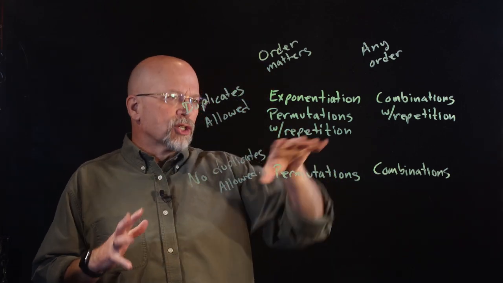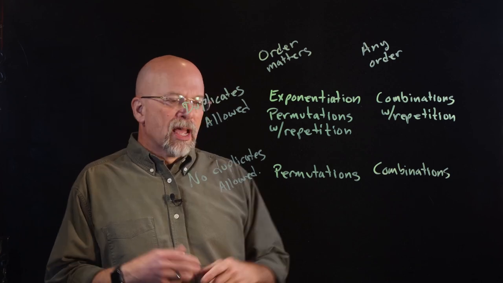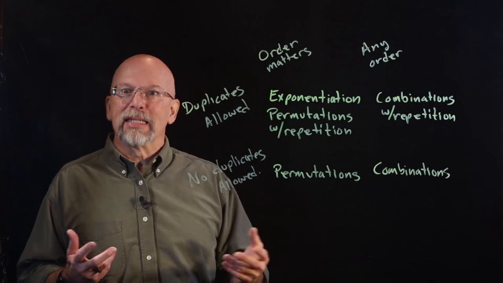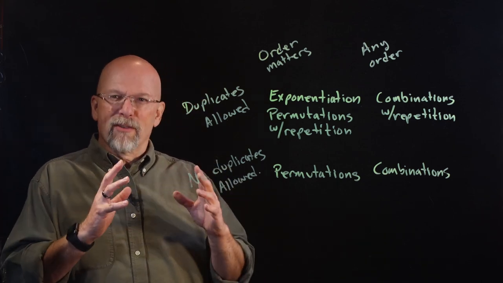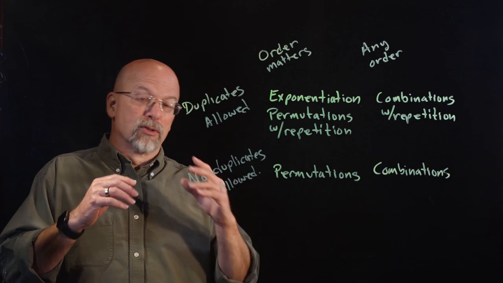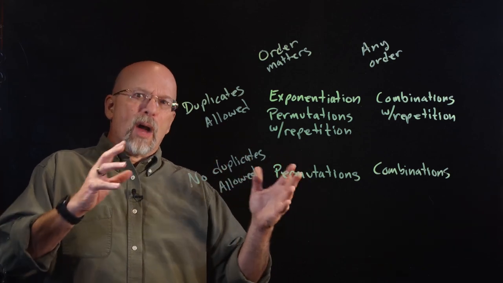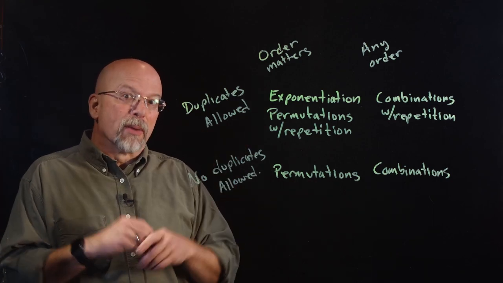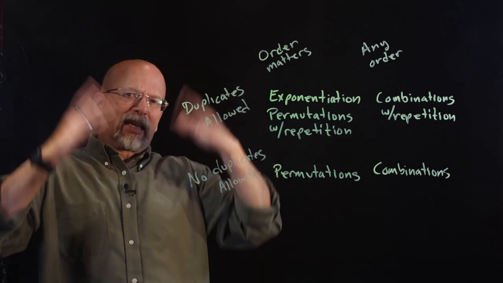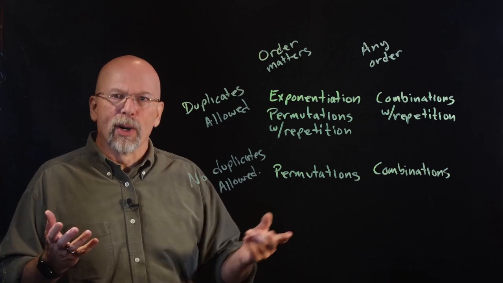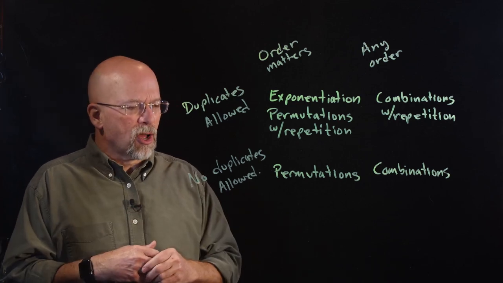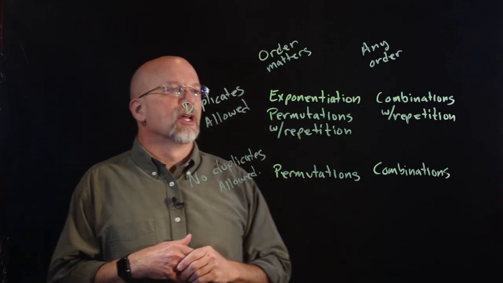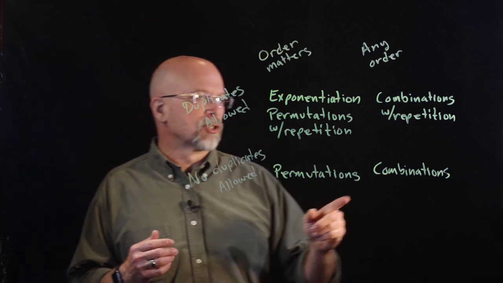For exponentiation or permutations with repetition, the license plate is a good example. Other things might be a student ID. You may have a student ID, some sort of number, 00125599. If we rearrange those numbers, it's a different student. But duplicates are allowed because we're basically counting up, right? Software keys, anything that you use to register software, a safe combination, those would all be classified as exponentiation or permutations with repetition.